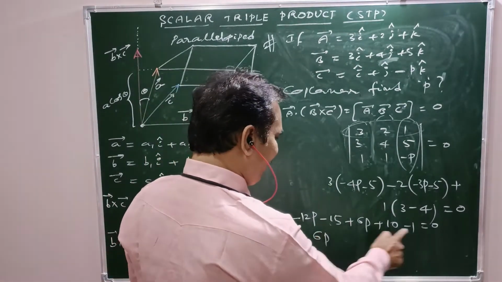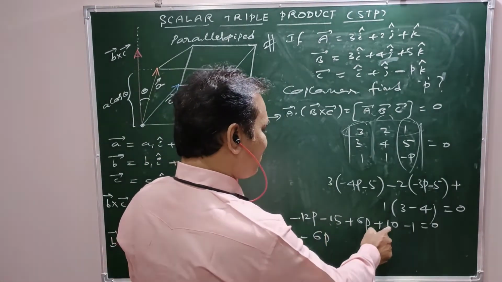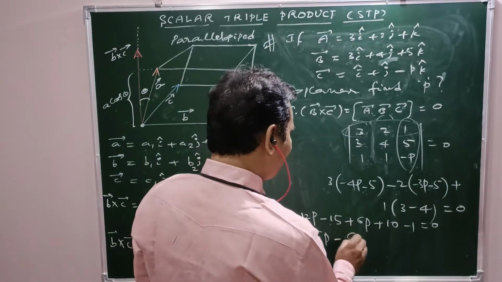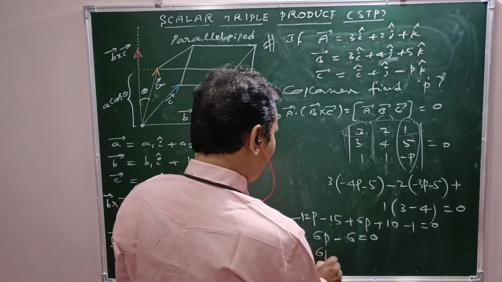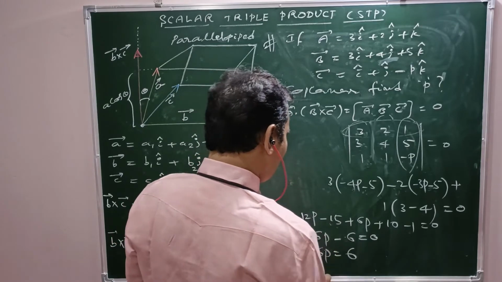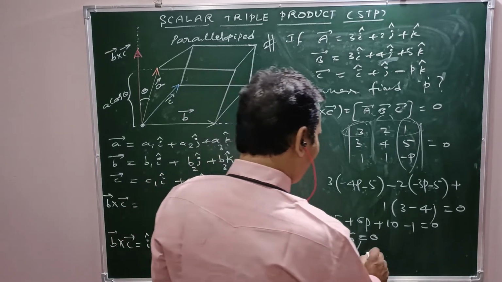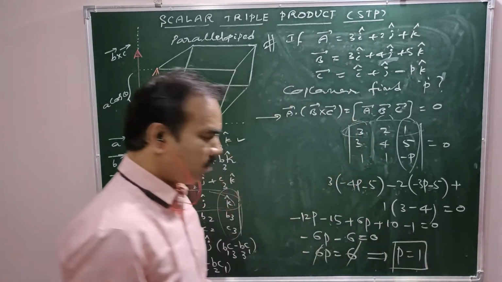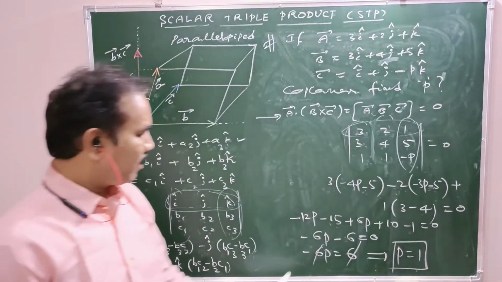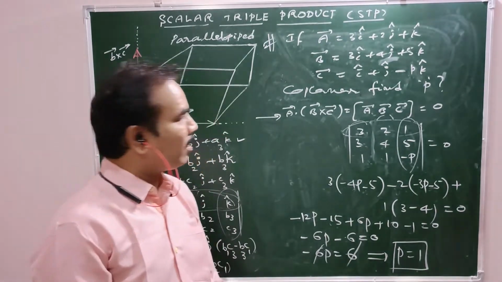Now minus 15 minus 1 is minus 16, plus 10, that is minus 6. So minus 6p minus 6 equals 0, that is minus 6p equals plus 6. 6 cancels, leaving p equal to 1. P equal to 1. Okay.